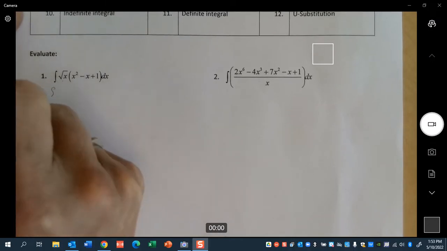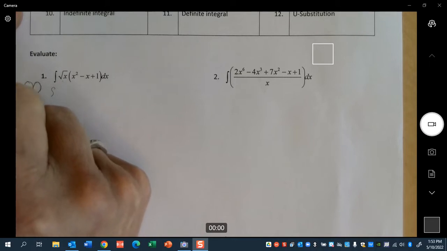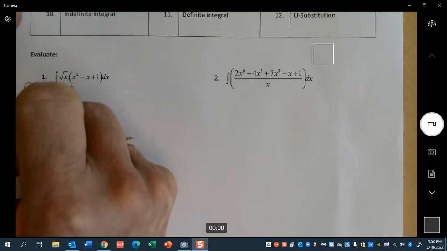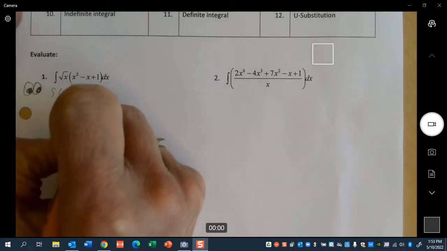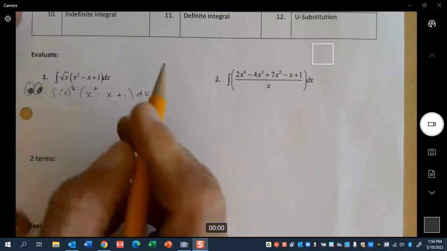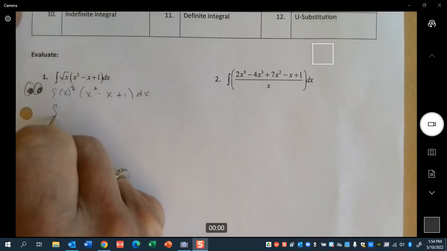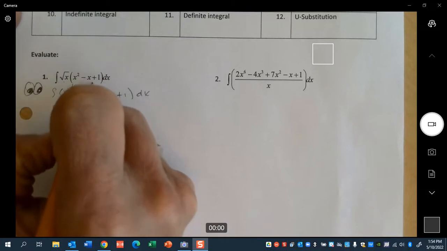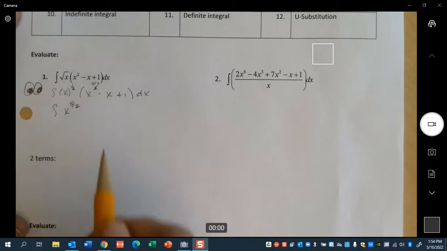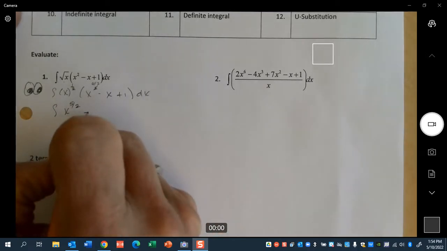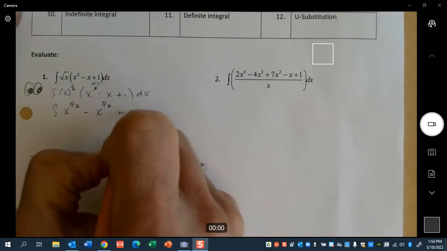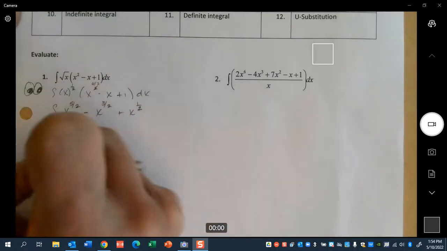So instead, remember we talked about coming up with instances where I can look for ways to simplify. If I call this x to the 1/2 power, x squared minus x plus 1 dx, I can use the distributive property. And in terms of 2, this is 4/2. So this becomes x to the 5/2 power minus x to the 3/2 power plus x to the 1/2 power.